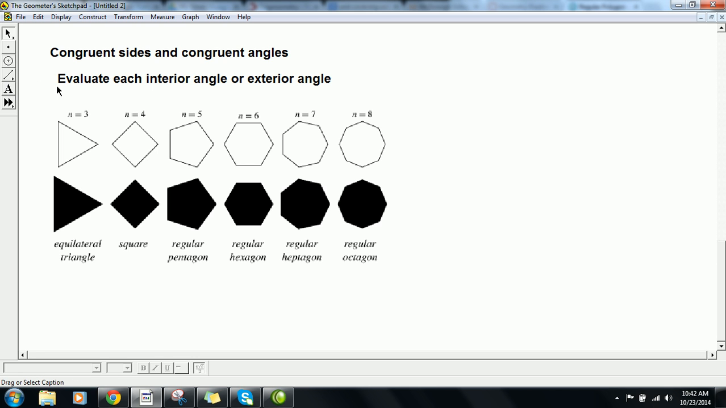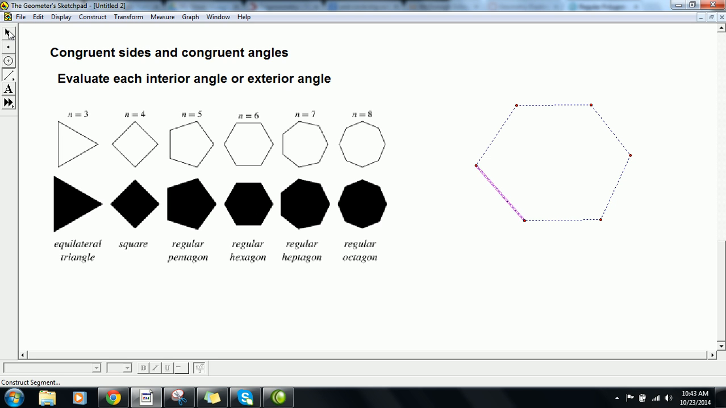So let's look at a regular hexagon. So let's look at this guy right here. Okay, and I'll redraw that. So let's suppose we have a regular hexagon. 1, 2, I'll try to draw it the best I can. 3, 4, 5, 6.